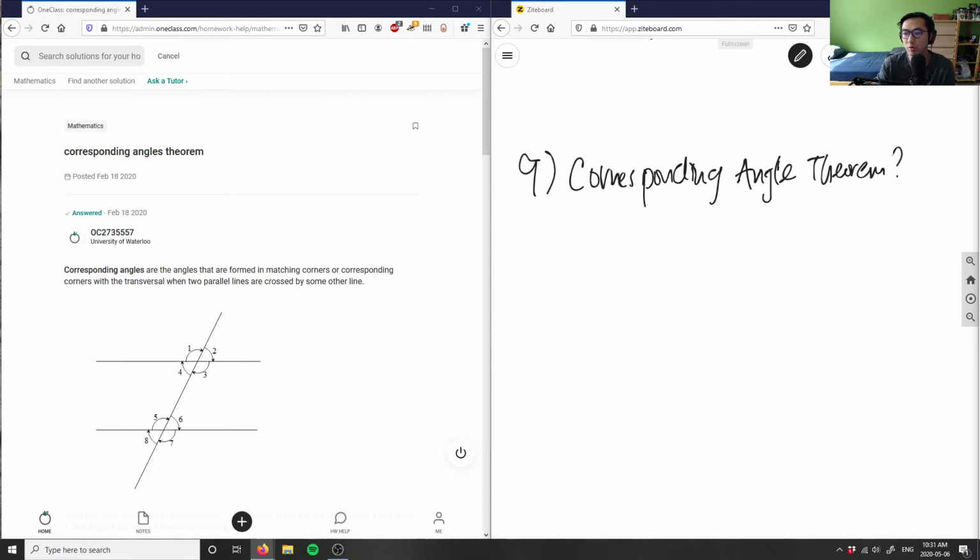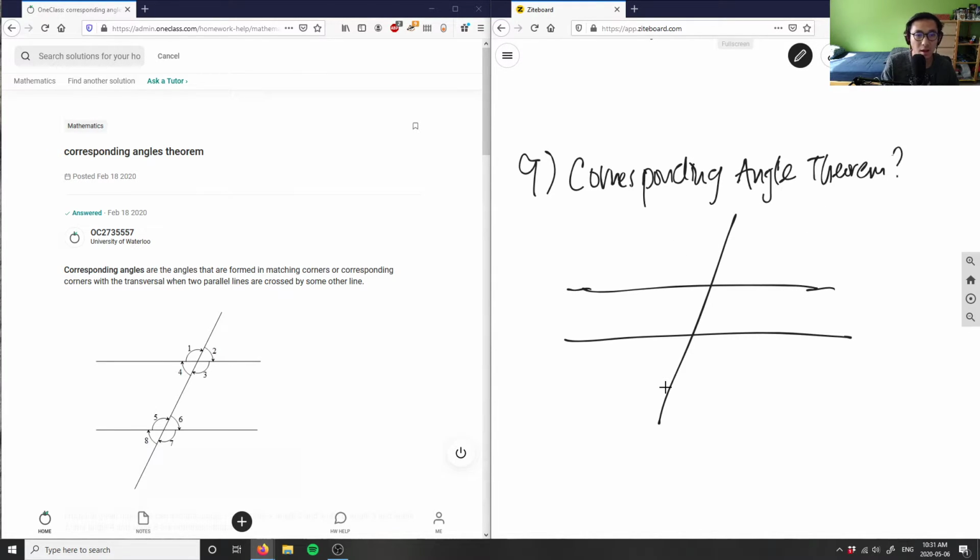So what is the corresponding angles theorem? Well, this here kind of gives you the solution, right? So it says corresponding angles are the angles that are formed in matching corners or corresponding corners with a transversal, when two parallel lines are crossed by some other line. So let me redraw this for you, and I'll explain what that is in common terms here. So if I have two parallel lines, which means they have the same slopes and they never intersect, if I have one line that intersects both of these lines here, I'm going to create angles, right?